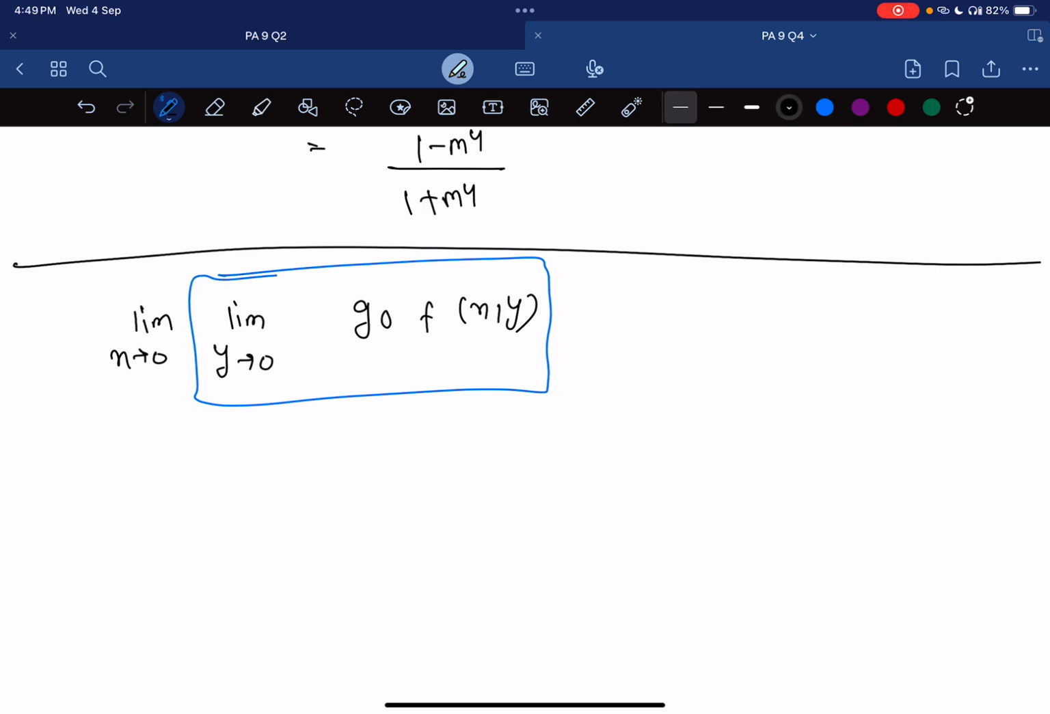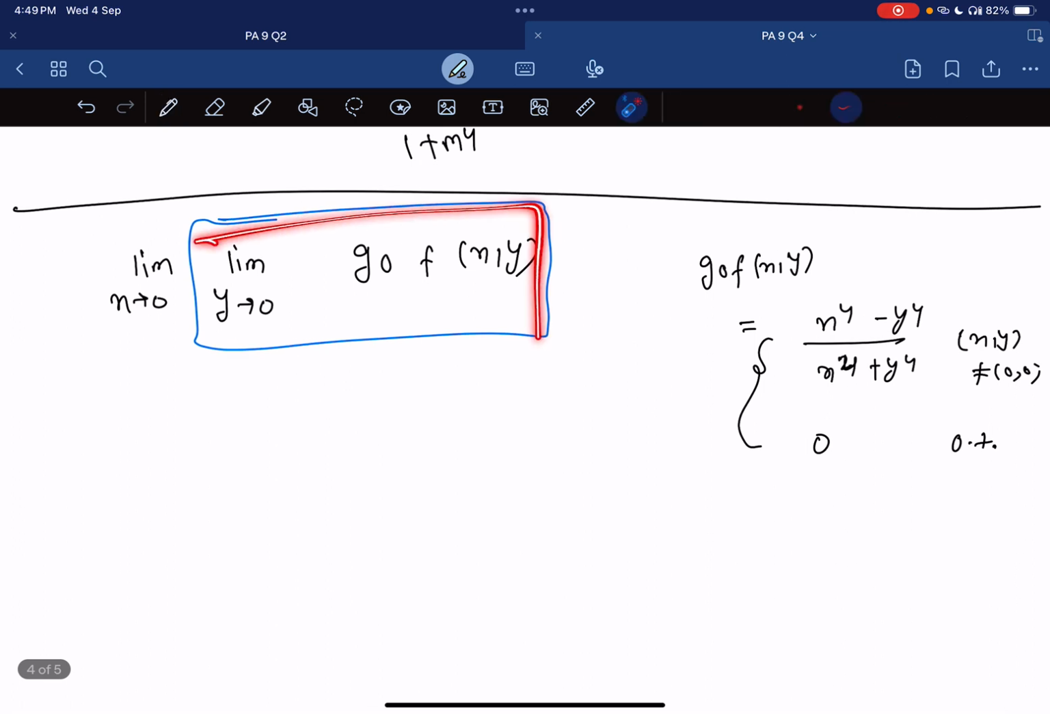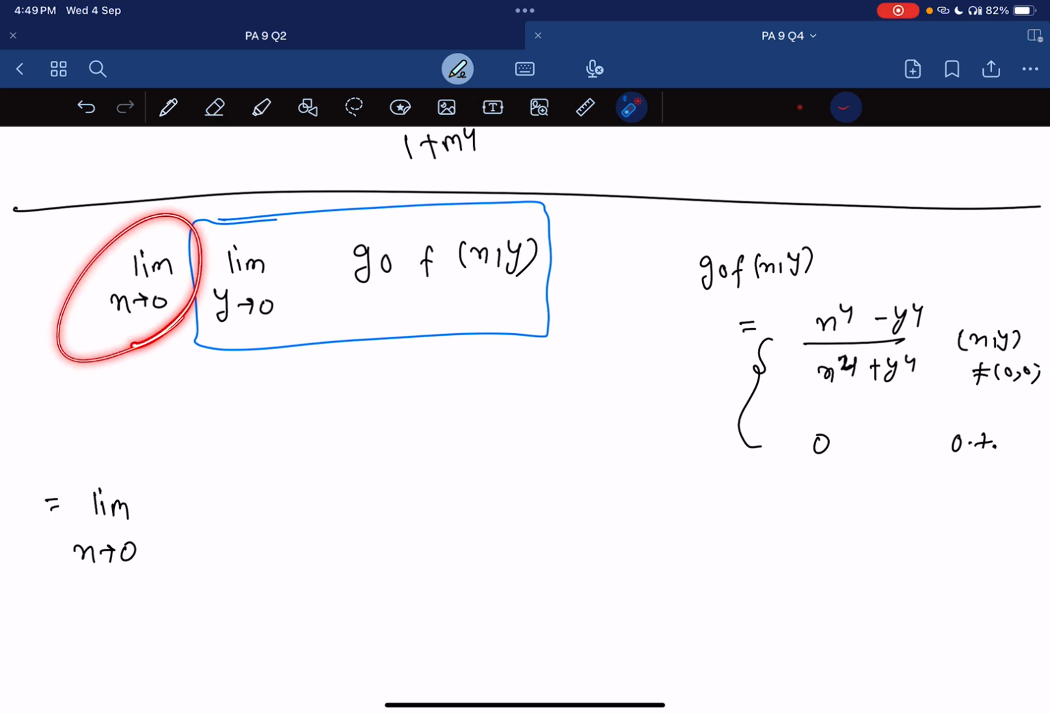So our g of f was again defined like x4 minus y4 divided by x4 plus y4, and xy is not equal to 0 and 0 otherwise. So we will be only solving first this part. Now here we can directly put the y value to be 0, as in that case the function will not be undefined. So if we just put y equal to 0 and x remains as x, the limit that we would get is the limit x tends to 0. The outer part limit will remain as it is.